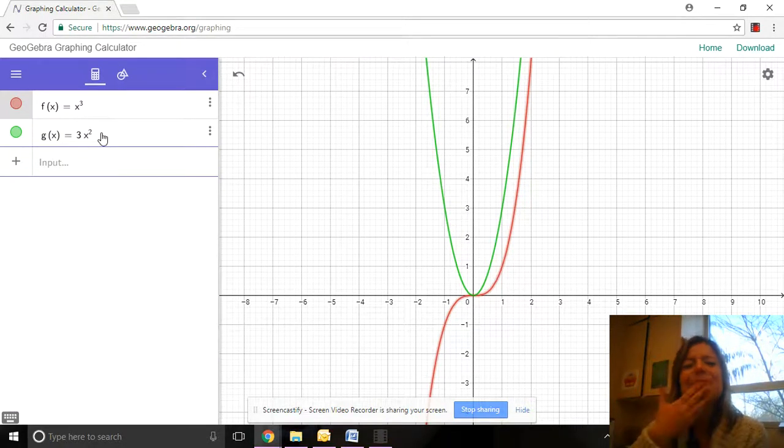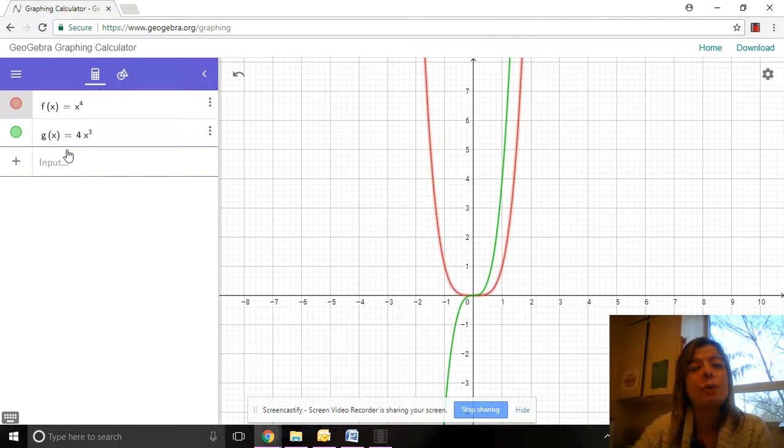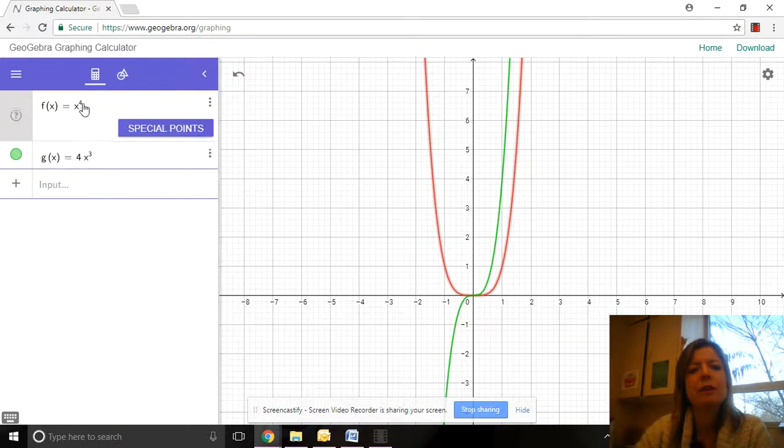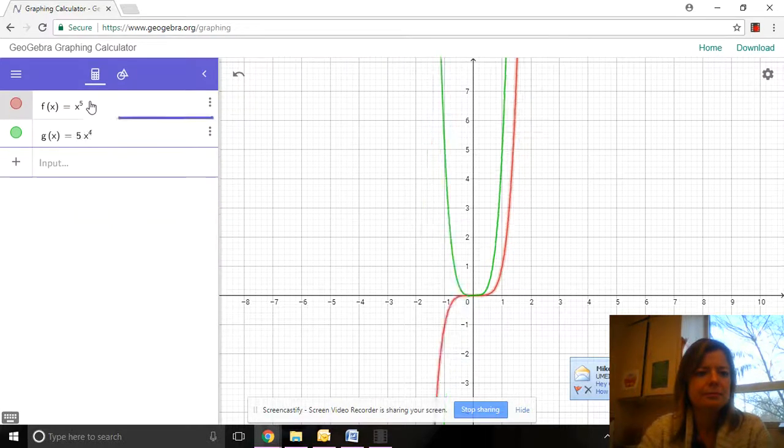What do you think x to the power 4 will be? 4x cubed. So there's a 4 as a coefficient, and the exponent is to the power 3. Now make a conjecture what you think x to the 5 will be. Let's try it out. Look, 5x to the power 4.